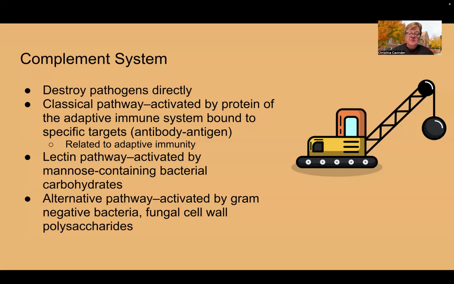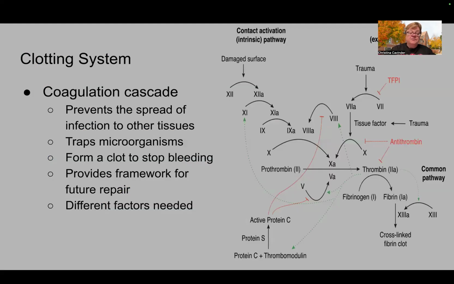The lectin pathway is activated by mannose-containing bacterial carbohydrates. Again, it is going to kill those bacteria. And then there is an alternate pathway. This is activated by gram-negative bacteria or fungal cell wall polysaccharides.